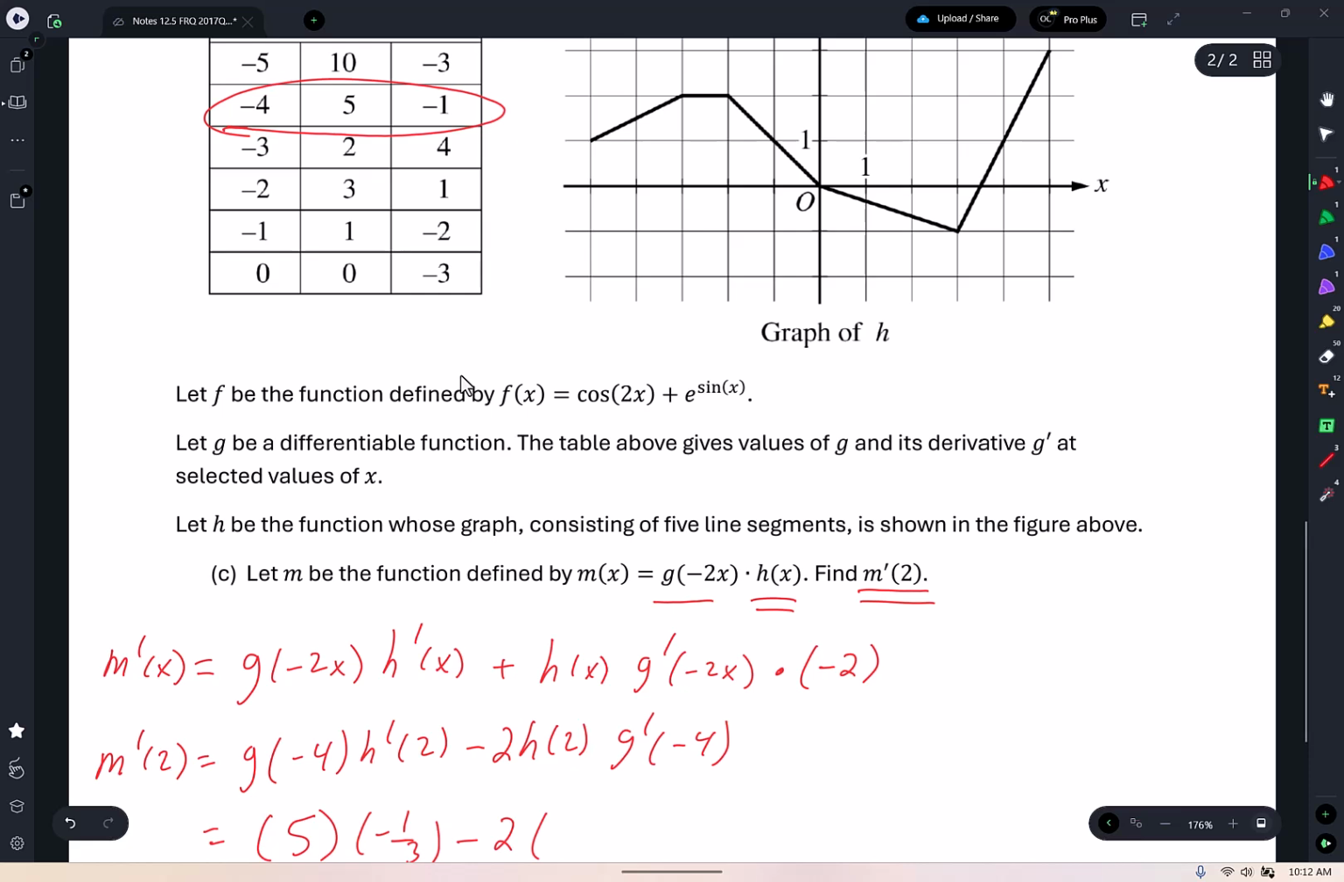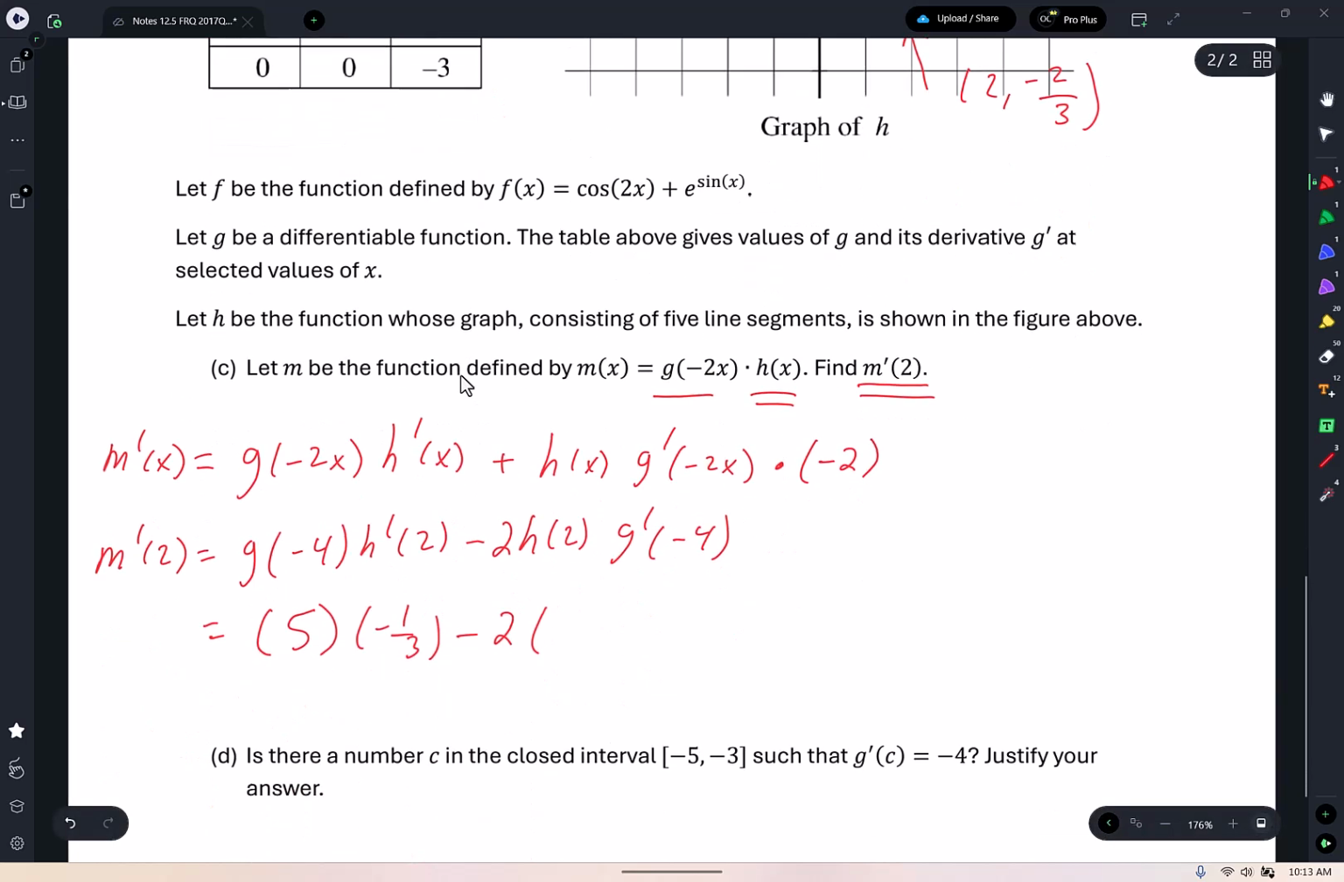So I'm just going to go to the graph. At 2, that value there, so that's 2, comma, let's see, the slope was, what was the slope? Negative 1/3. So that has to be a negative 2/3 because I just keep adding negative 1/3 to it. Does that make sense? So there it is. So negative 2/3.